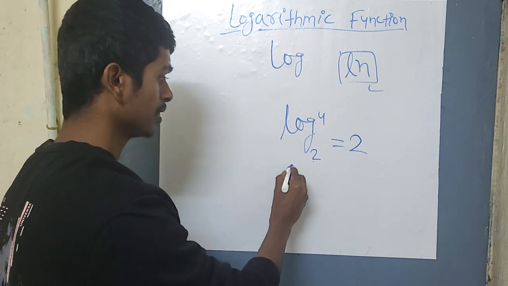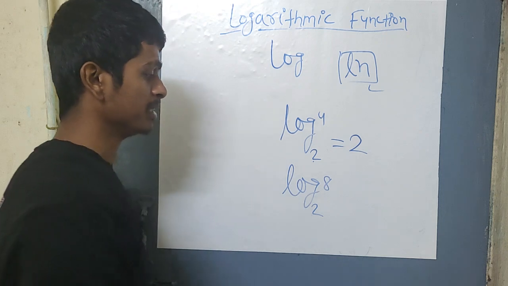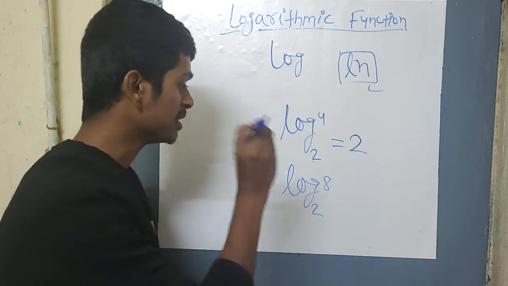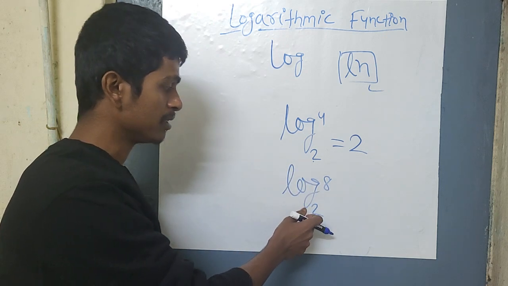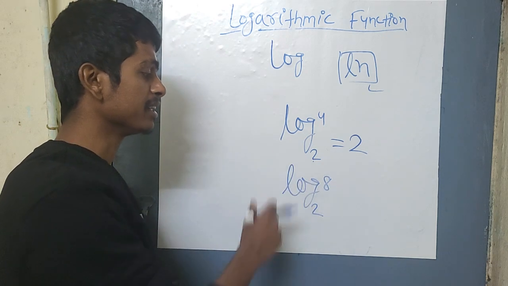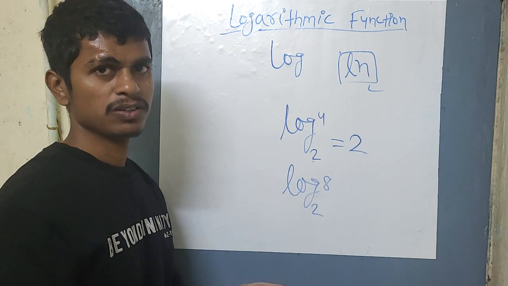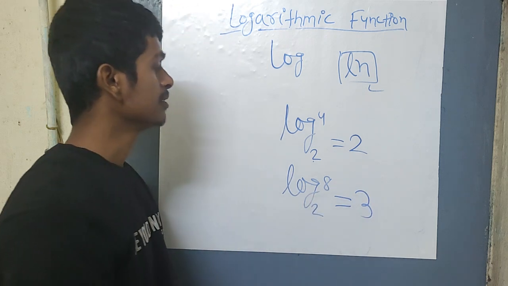Similarly, if you have 8 here and 2 as the base, you have to calculate how much power to give to 2 so that we get 8. How much power of 2 will be equal to 8? Obviously it will be 3, so the value of this log is 3.